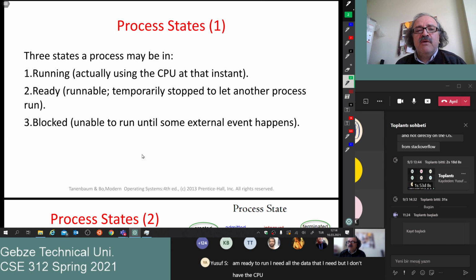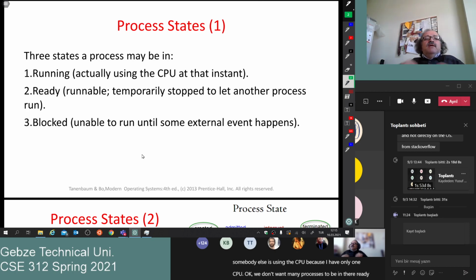Why would a process be in a ready state? It is because somebody else is using the CPU. It could happen, right? Many processes are ready to use the CPU, but somebody else is using it because I have only one CPU. We don't want many processes to be in the ready state.